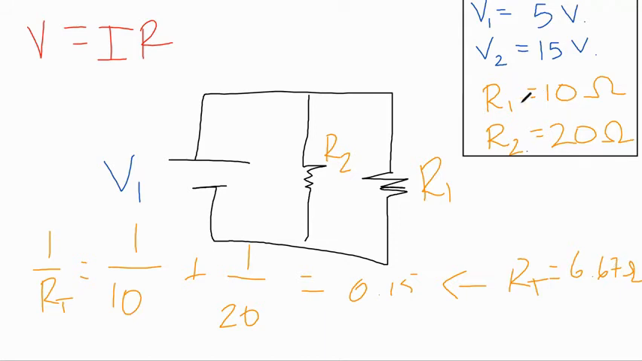6.67 ohms is even smaller than both R1 and R2. So the total resistance of this entire circuit is even smaller than if you were to just have R1 by itself. The reason behind that is because you're able to choose, do you want to go through R1 or do you want to go through R2? Either one works.